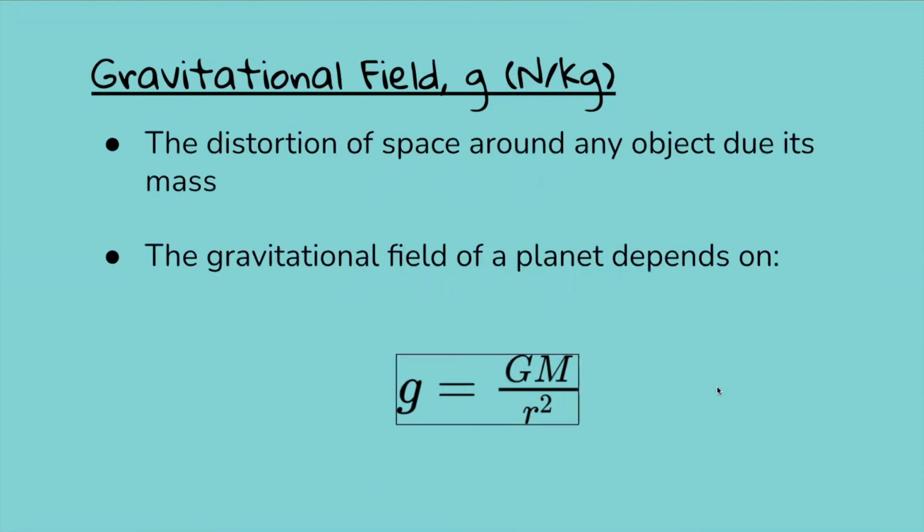Gravitational field is the distortion of space around any object due to its mass, but you and I are mostly going to calculate gravitational fields of planets because planets have meaningfully large gravitational fields. You need a lot of mass, m, to make this gravitational field big enough to measure or be meaningful.